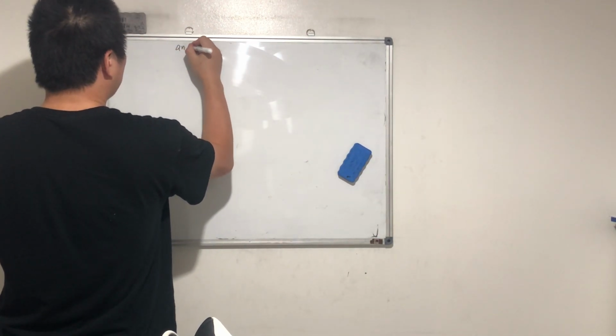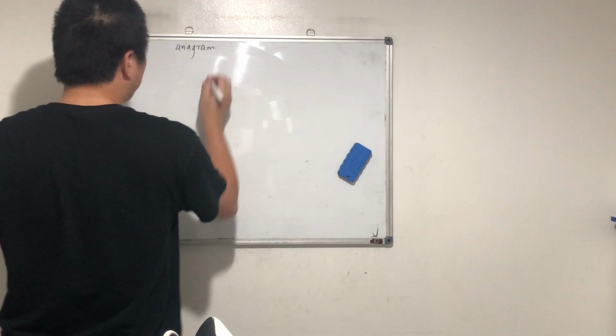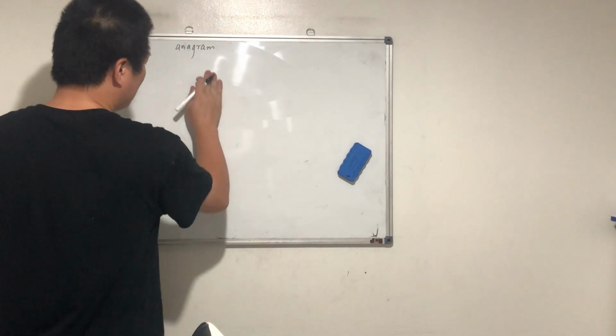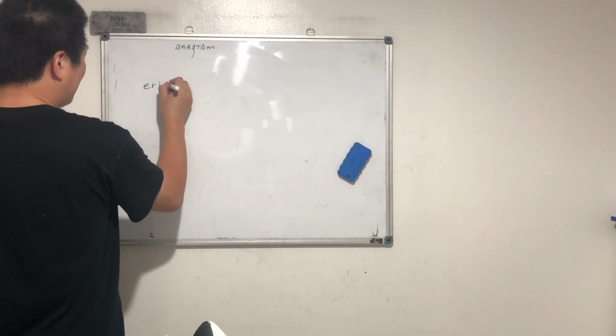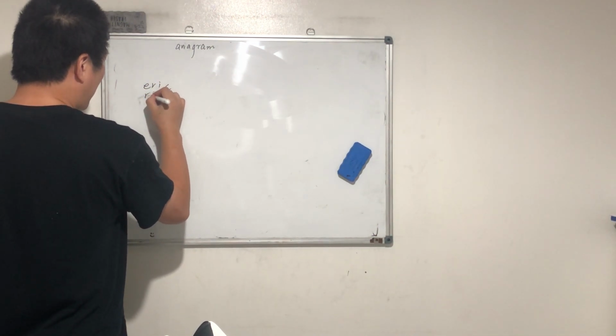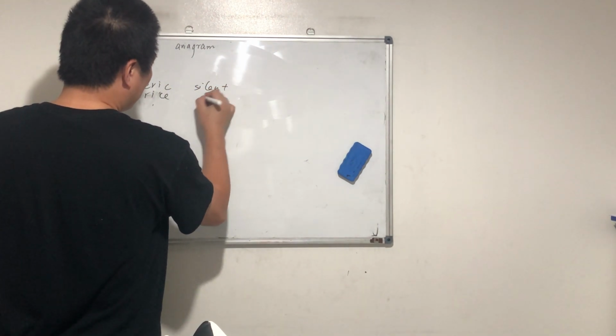So, do you remember what an anagram is? Can you give me an example of anagrams? Silence and listen. Eric and Rice. Okay, silence and listen. How do you write them?